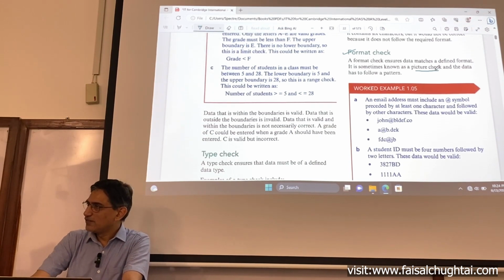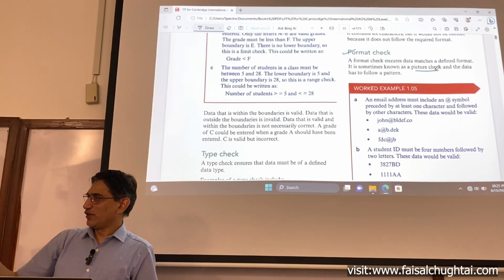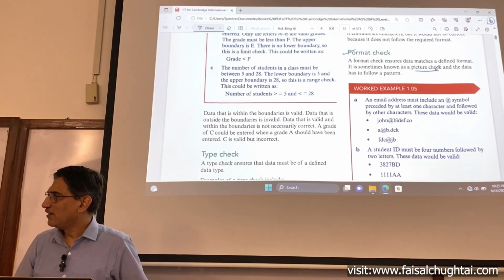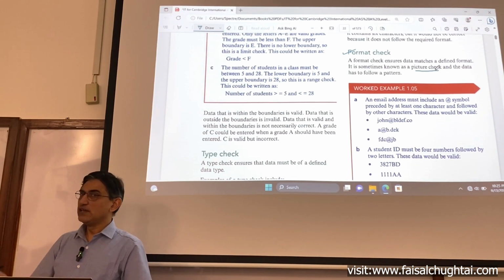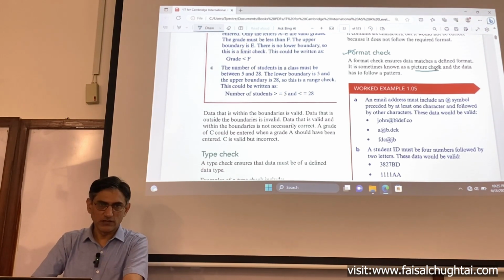Yes. You can say that. That could be one way of saying it. Anyone else? You think you can come up with a different example? Yeah, an example of a format check. Okay, date of birth. Very good. Yes. A specific pattern, you can say that. Well, date of birth could be a good example of a format check as well.